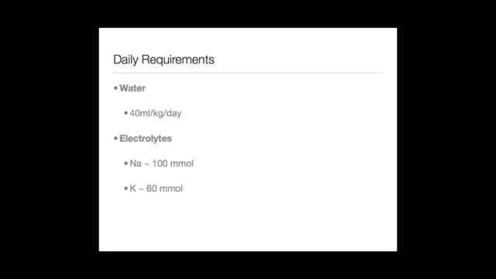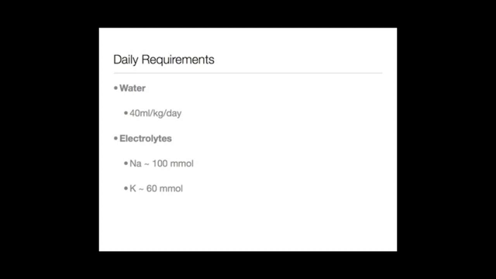So in terms of actual requirements, these are some important equations and figures that I think it would be reasonable to try and memorize. For water, the requirement is estimated at around 40 mils per kilogram per day. And for the electrolytes, so that's sodium and potassium, remember that sodium is the most important extracellular electrolyte and potassium the most important intracellular electrolyte. The requirement per day is 100 millimoles for sodium, and 60 millimoles for potassium. Okay, so that's really my bit done.